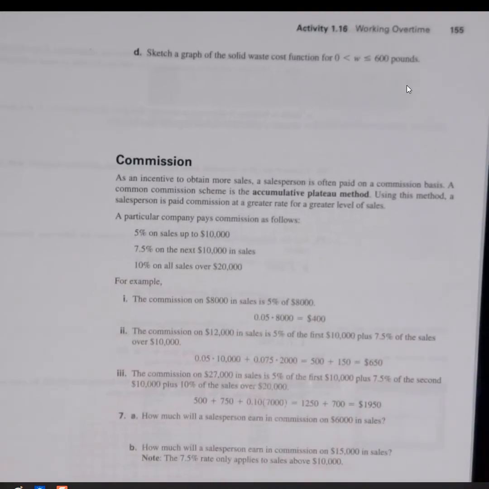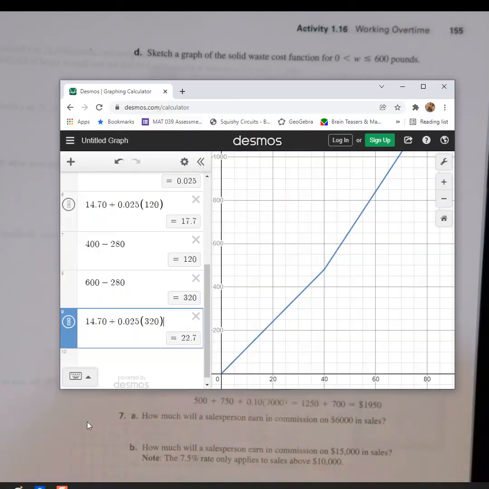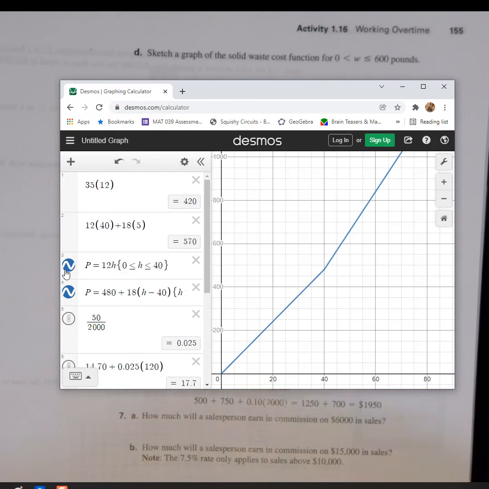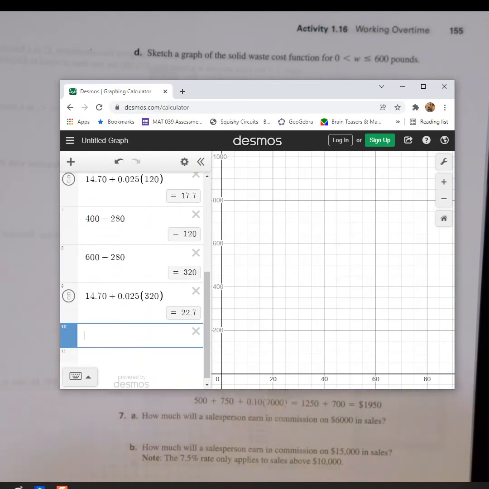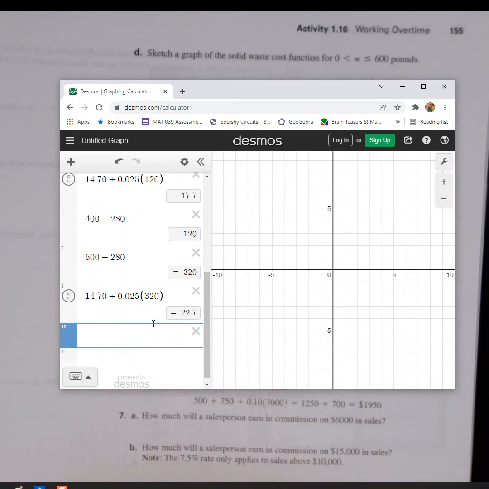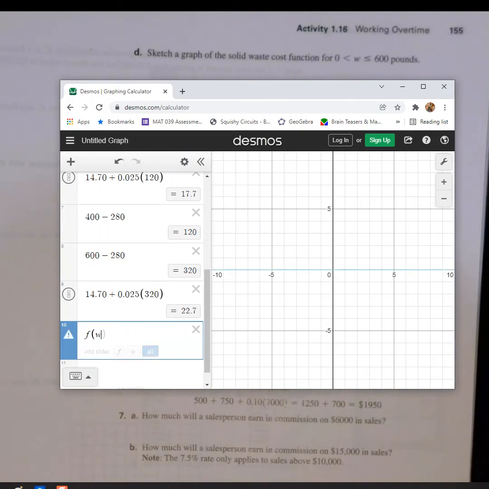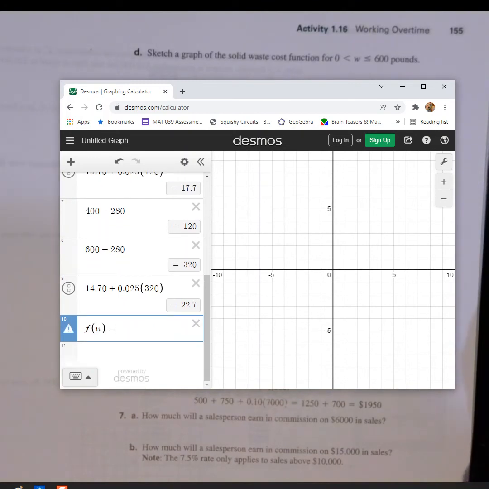So back over to Desmos to draw my graph. Okay, I'm just going to turn these two off. I'm not getting rid of them, but turning those off. And I'm going to zoom home and I'll rescale this in a second. Now, this function, I'm going to start with f of w equals 1470. And our condition for this was that w has to be less than or equal to 280.